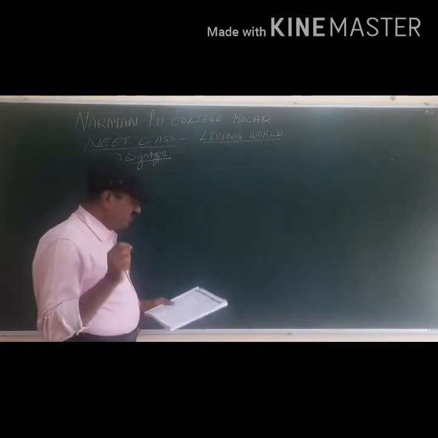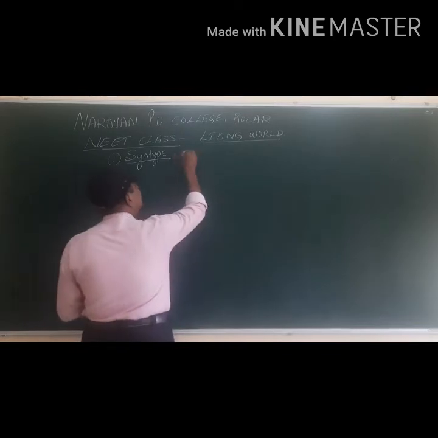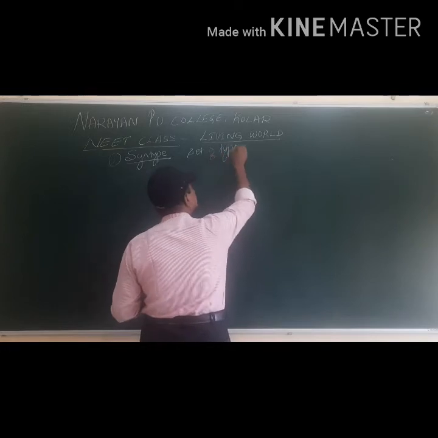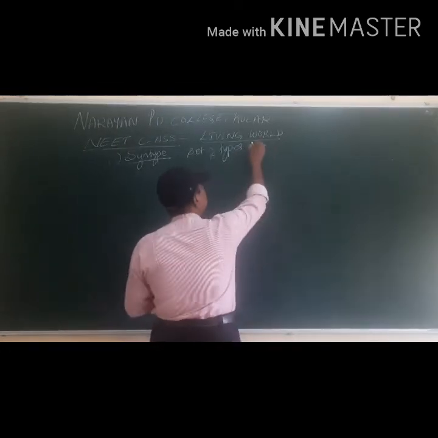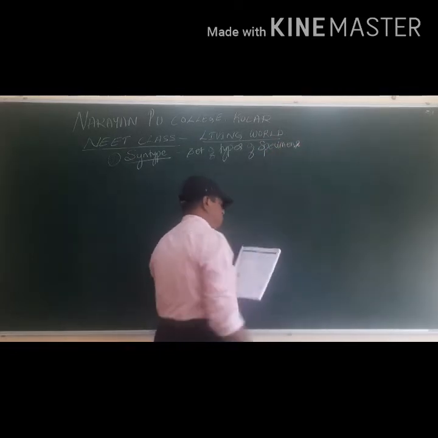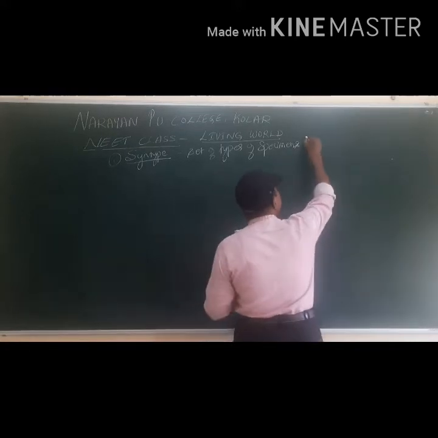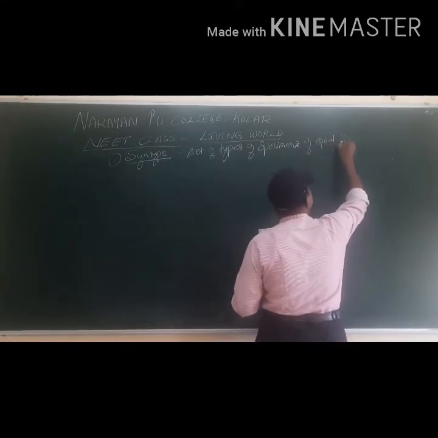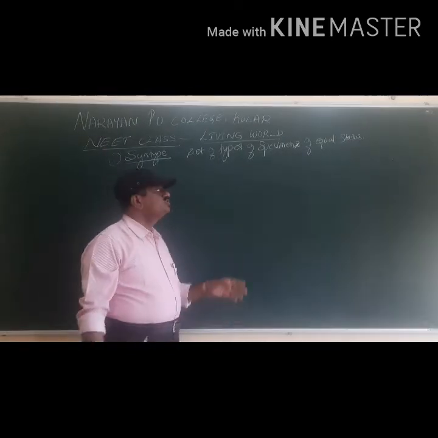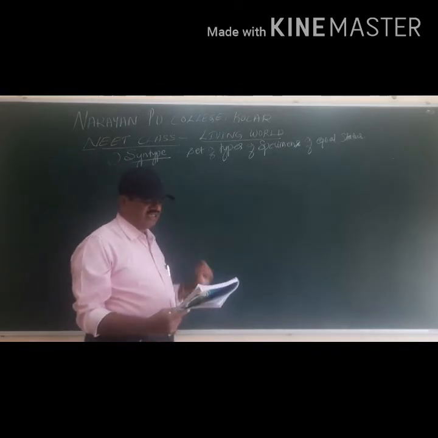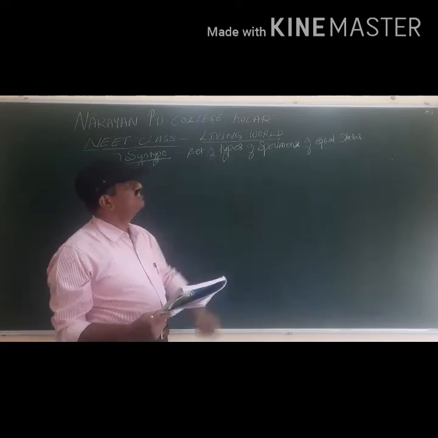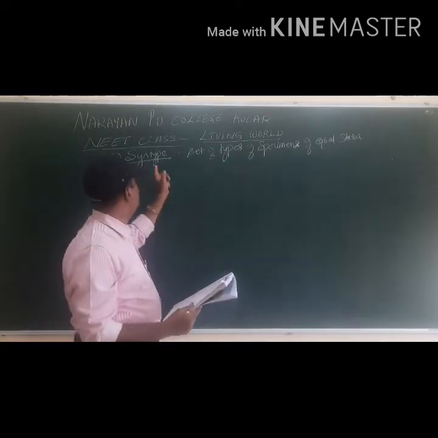So here the word syntype is nothing but a set of types of specimens of equal status. I will repeat this. The word syntype is nothing but each set of types of specimens of equal status. This is called syntype.